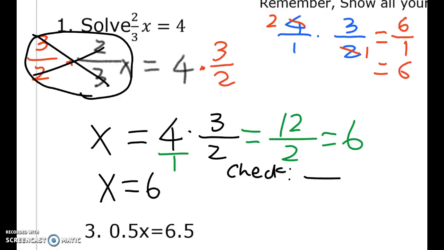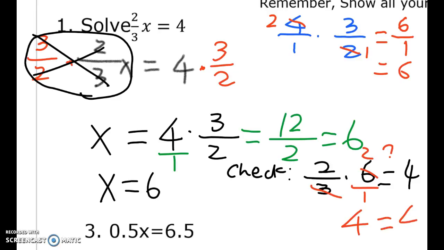And to prove that, we can check. That says 2 over 3 times x, which is 6, equals 4. Is that true? So now we're going to use 6 over 1, and then 3 into 6, 2 times 2 equals 4, and the right side was 4. So it is true. When it is a true equation, this should be our correct answer.